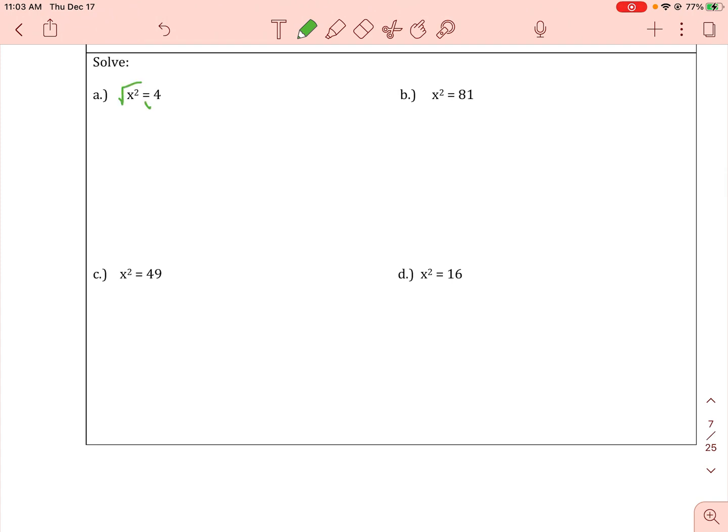So here we're going to square root, which is the inverse of squaring, and I get 2 and negative 2. The inverse of squaring is square rooting. The square root of x squared equals x. What I do to one side, I do to the other. So x is 9 and negative 9. Here I get 7 and negative 7. Here I get 4 and negative 4.